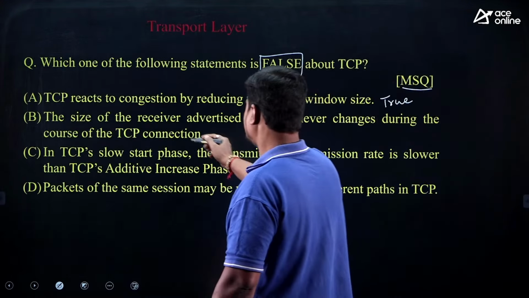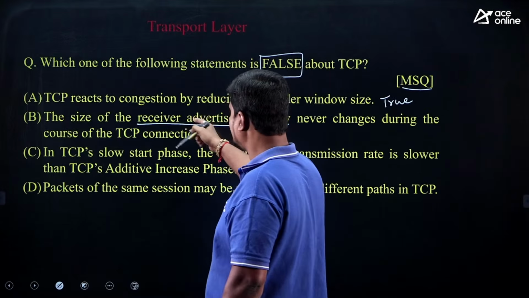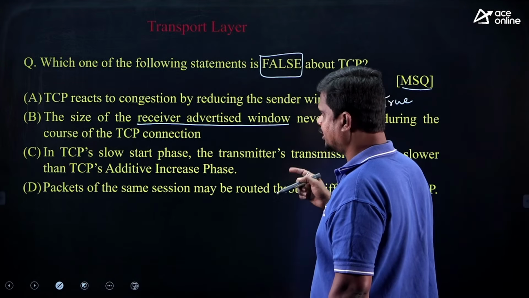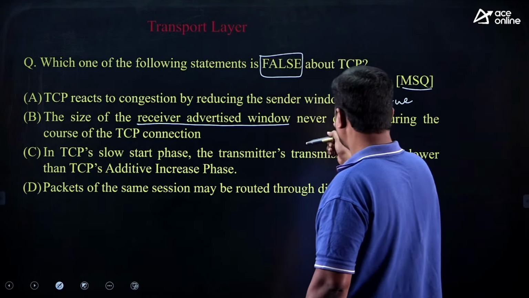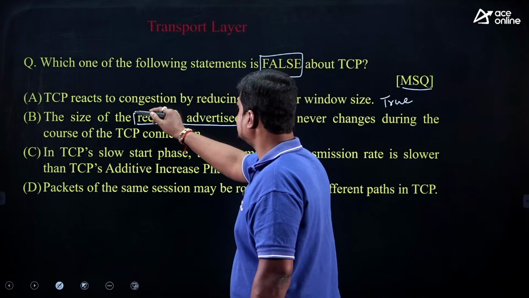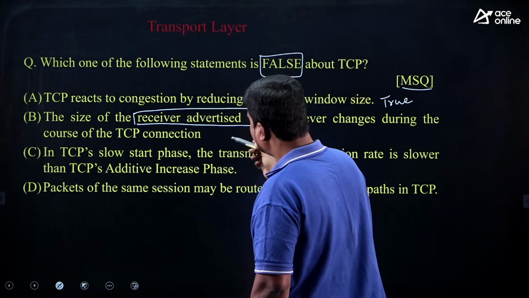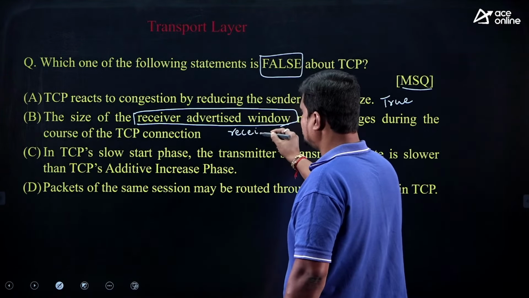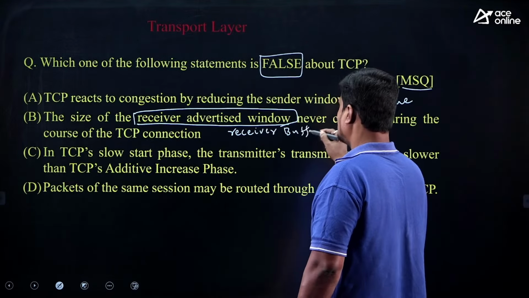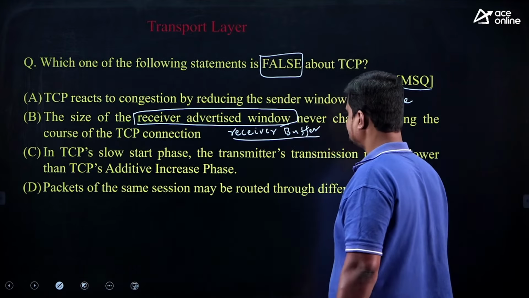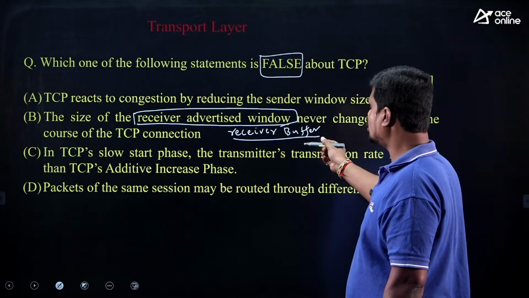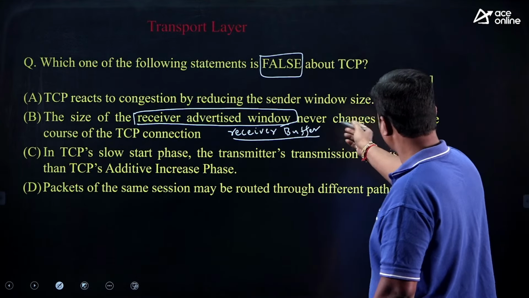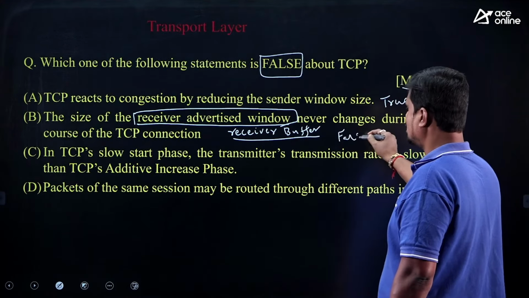Then the size of the receiver advertised window. See, this is what the line says: receiver advertised window never changes during the course of the TCP connection. So actually it is speaking about the receiver's advertised window. The receiver's advertised window can be changed, but what cannot be changed? The receiver's buffer cannot be changed, right? So generally, what is going on? The receiver's buffer cannot be changed, but the advertised window can be changed. But the question mentions never changes. So that is why this is false.